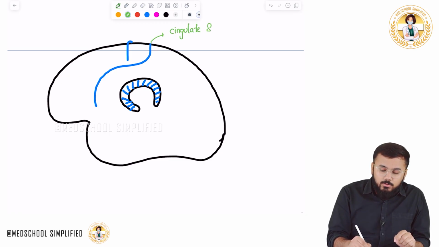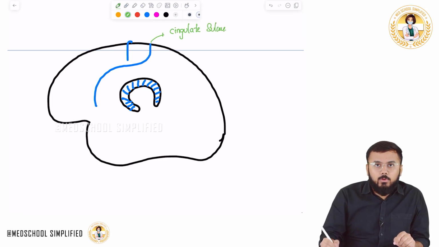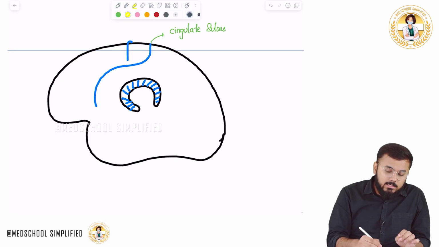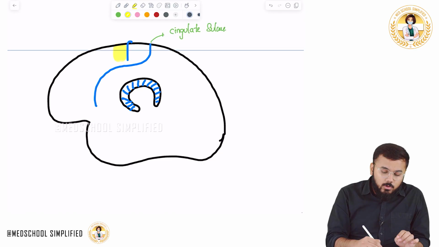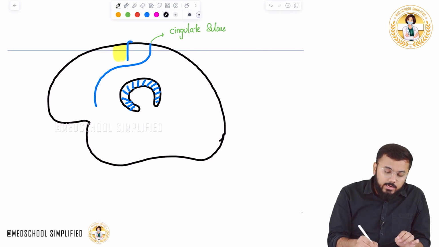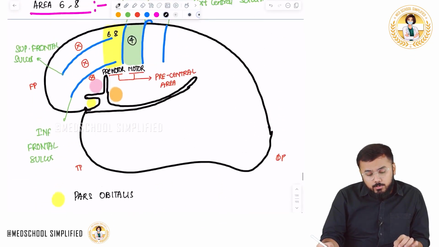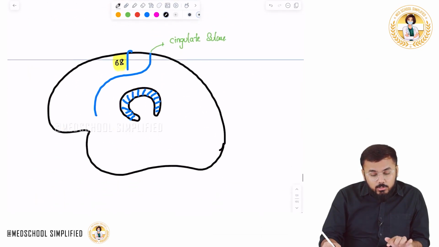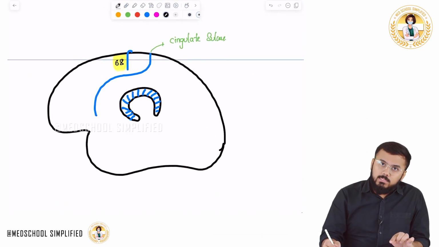This is called the cingulate sulcus. Okay. Now I don't want to discuss any more sulci over here. What you need to know is that this yellow colored area is having what? Area number 6 and 8. You see, area number 6 and 8 is present majorly on the superolateral surface, and a little bit is also continuing to the medial surface.